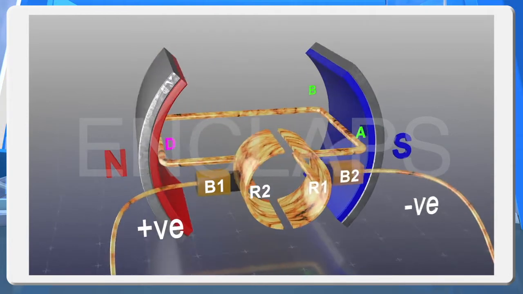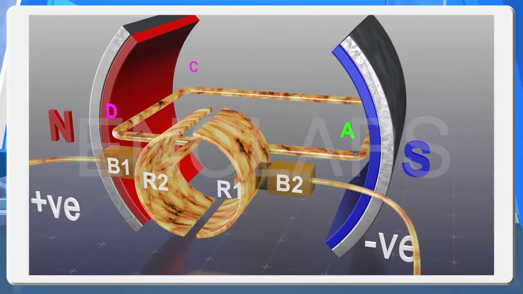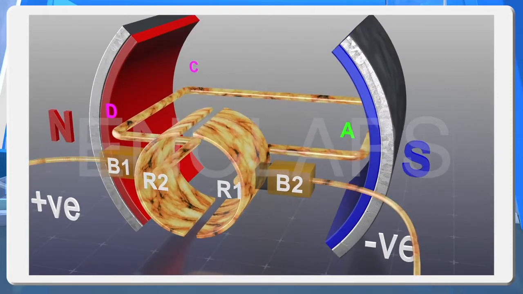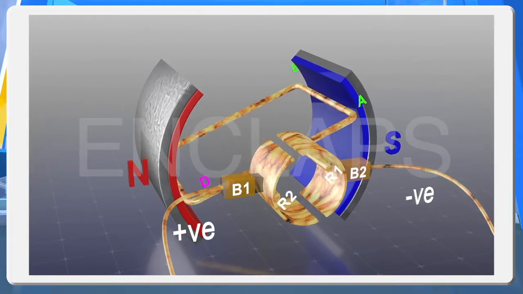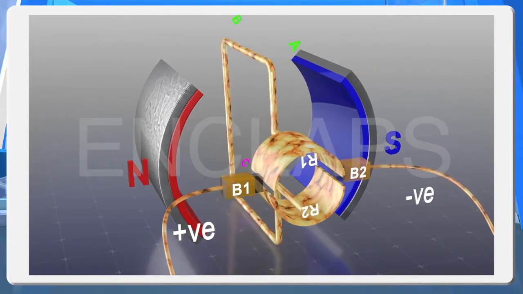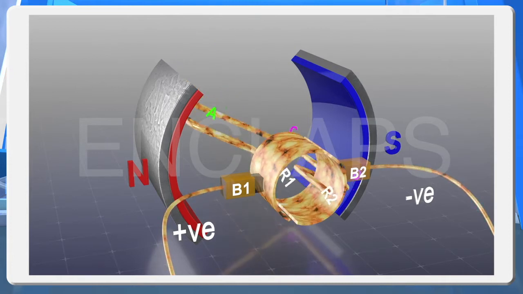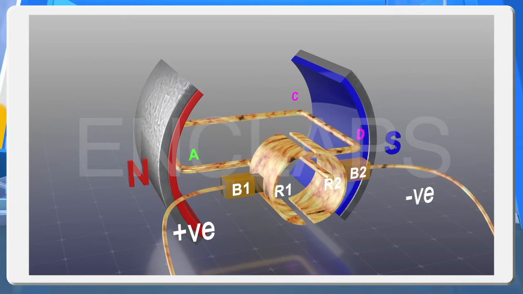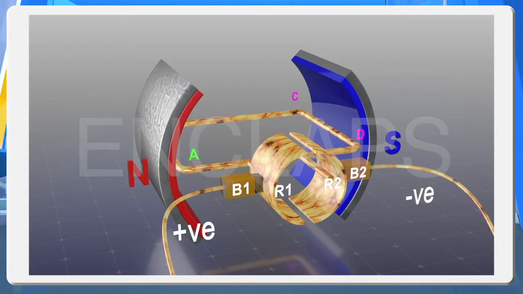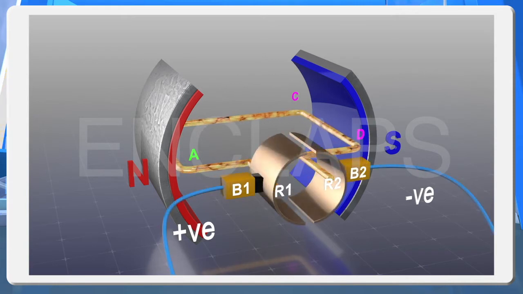At the end of a semicircle, the split ring R1 touches the brush B2 and the split ring R2 touches B1. Then the part CD moves down and part AB moves up. As a result, the armature coil moves in the same direction.